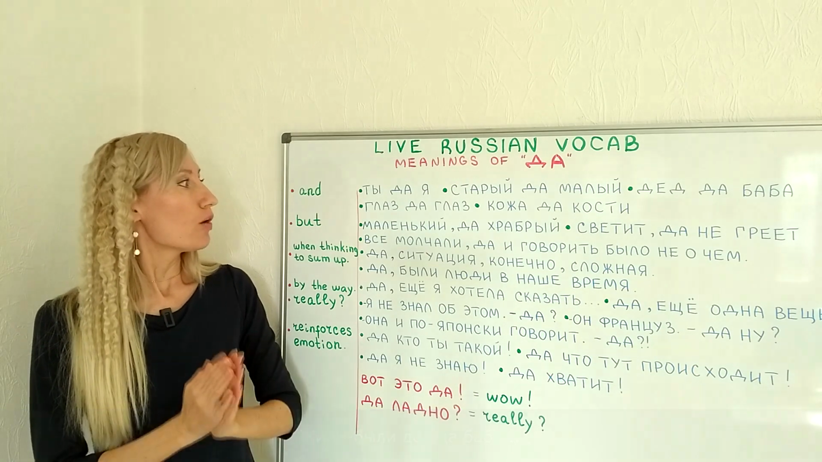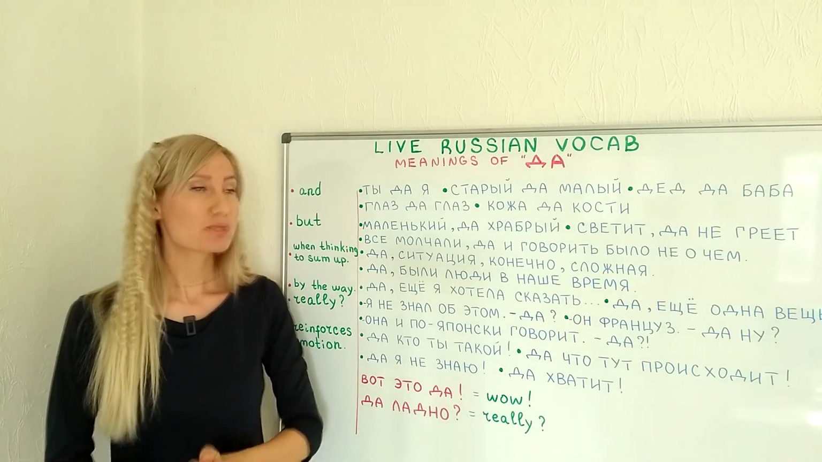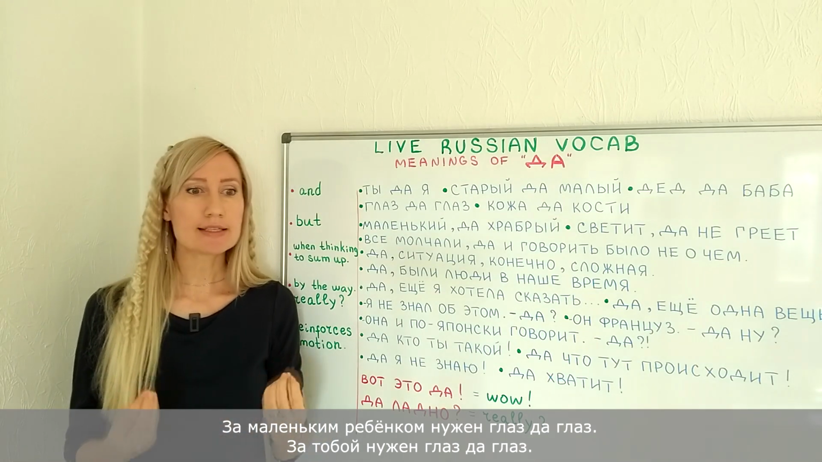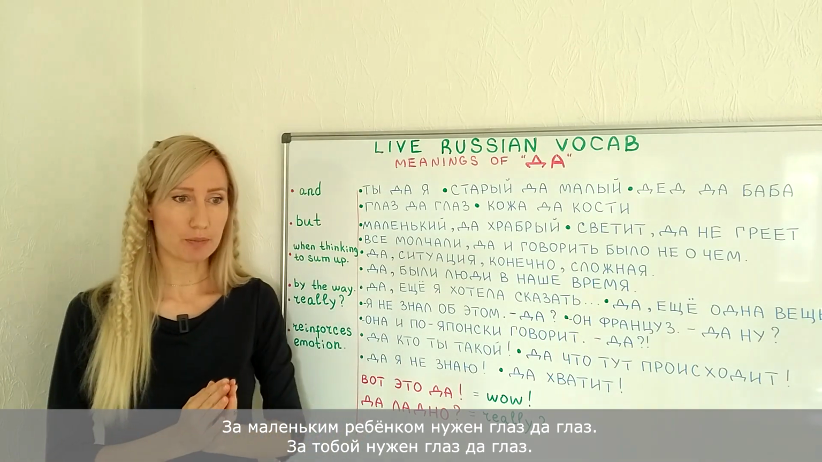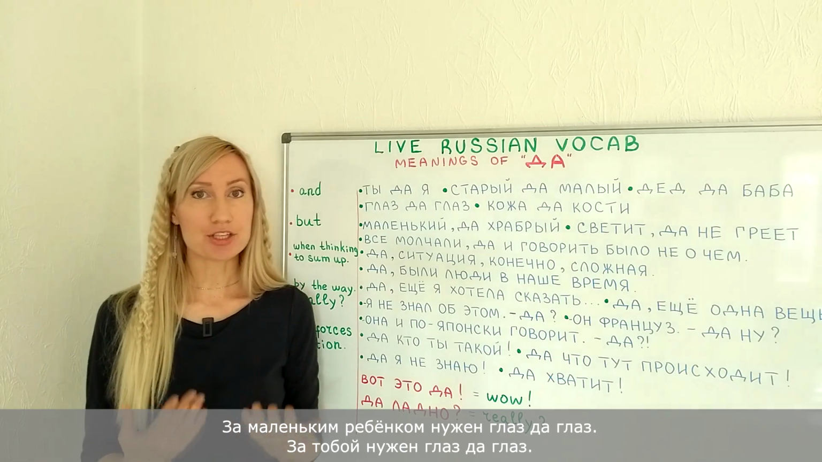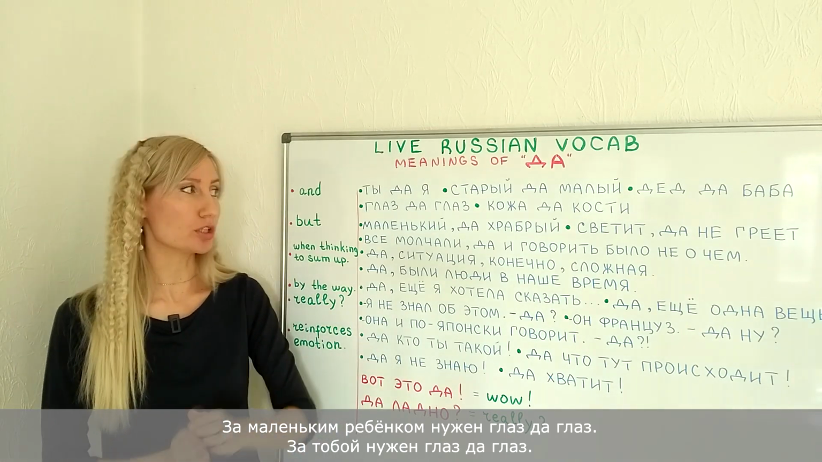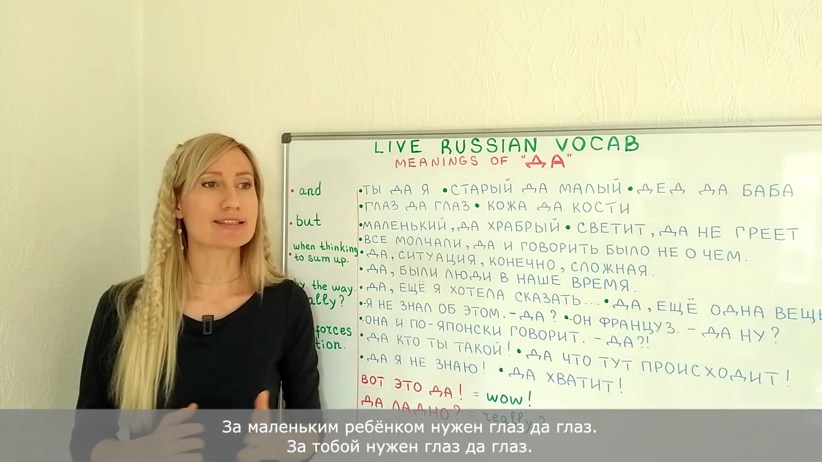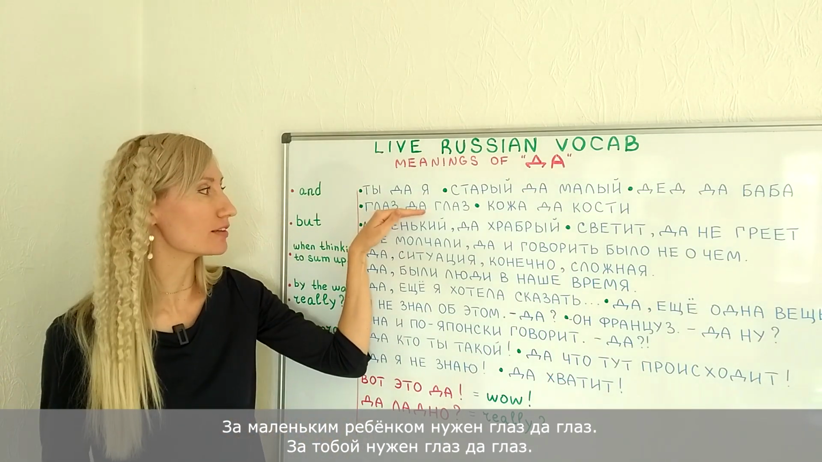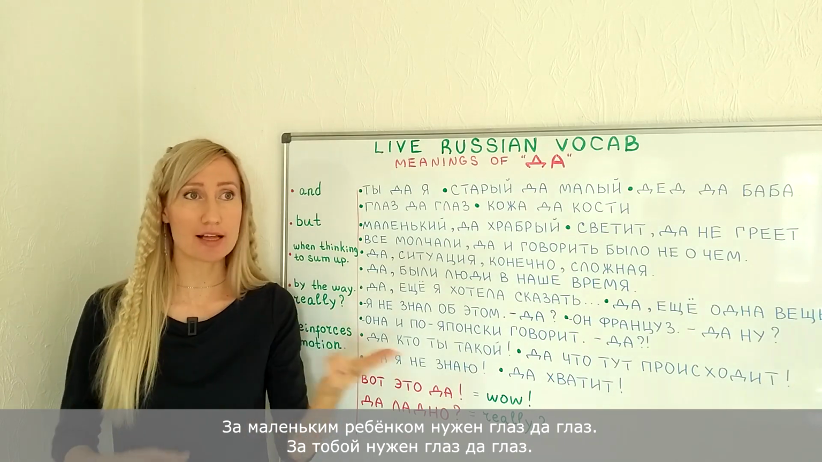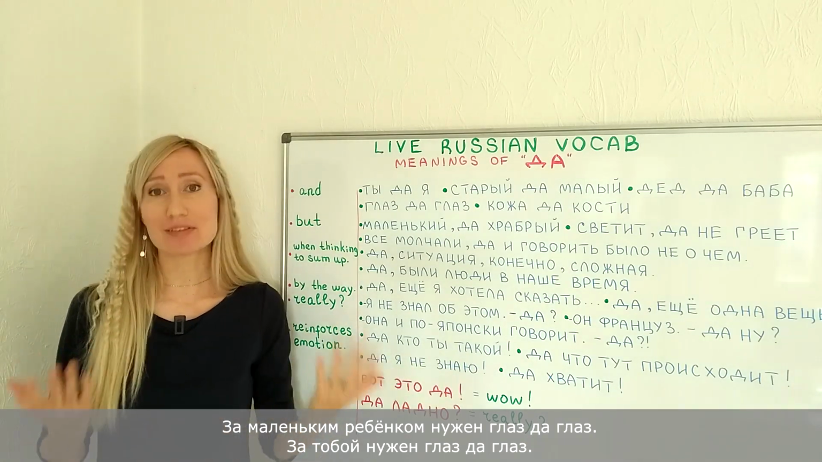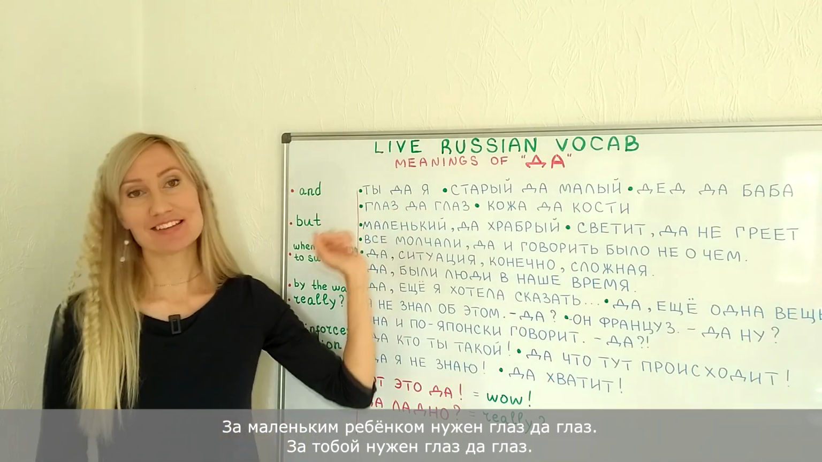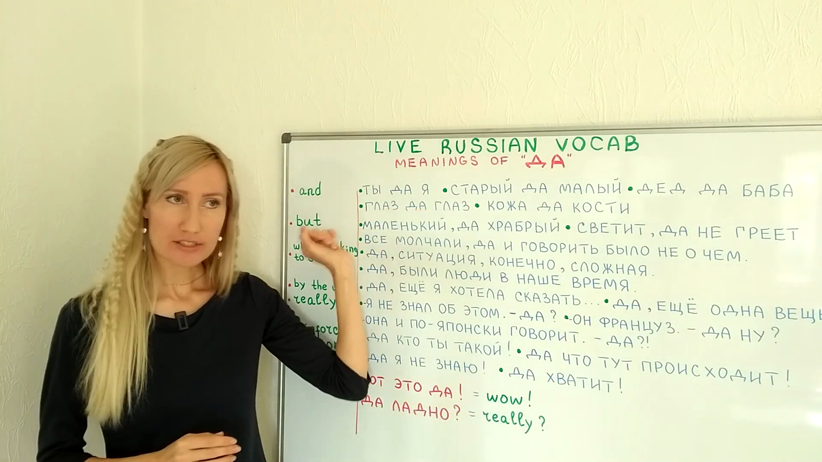Yeah? Or a very famous expression, глаз да глаз. It means that something needs a lot of attention. For example, за маленьким ребенком нужен глаз да глаз. That's how we say it. За тобой нужен глаз да глаз. Глаз и глаз, both eyes. I need both eyes to keep an eye on you. Yeah? Глаз да глаз. We use it all the time.